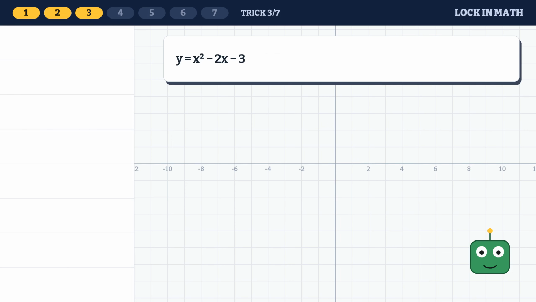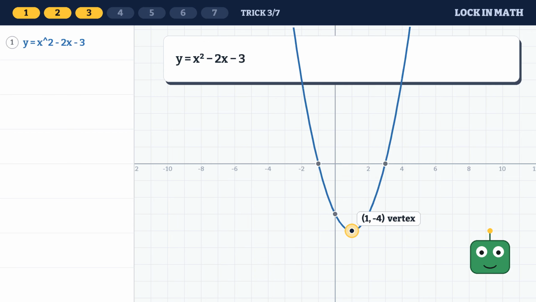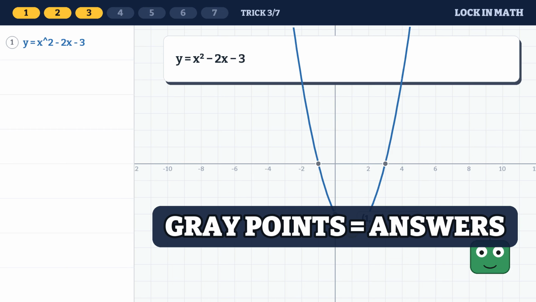Trick 3, parabolas. Take y equals x squared minus 2x minus 3. The SAT loves asking for roots, vertex, y-intercept, all of it. Graph it, then tap the gray points Desmos already marked. Roots at -1 and 3. Vertex at 1, -4. No factoring, no vertex formula, no completing the square. One graph answers 5 different question types.